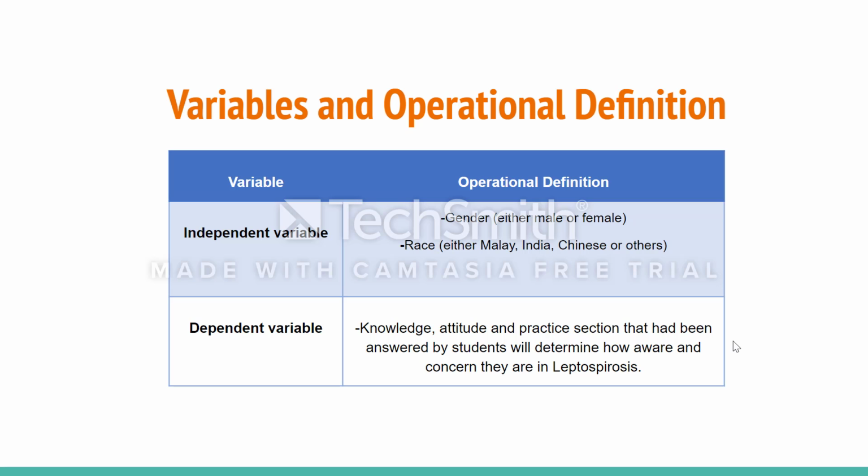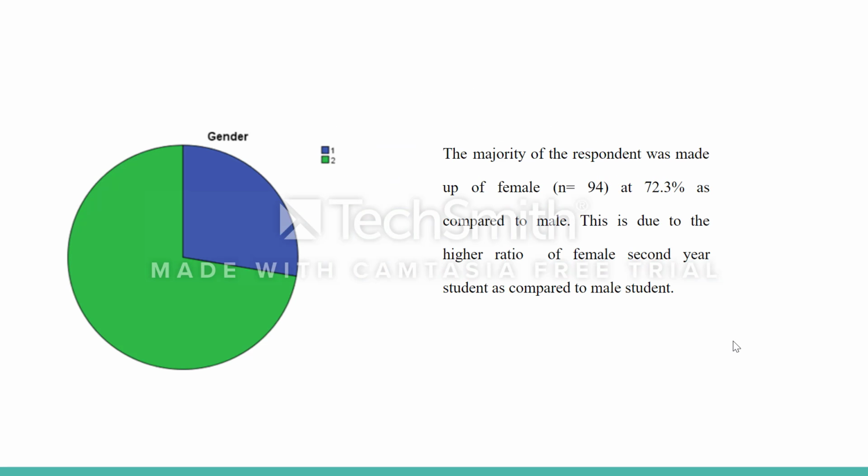The dependent variable consists of the knowledge, attitude, and practice section that was answered by students, which will determine how aware and concerned they are about leptospirosis. Most of the respondents were female, 94 students at 72.3% as compared to male. This is due to the high ratio of female second-year students as compared to male students.